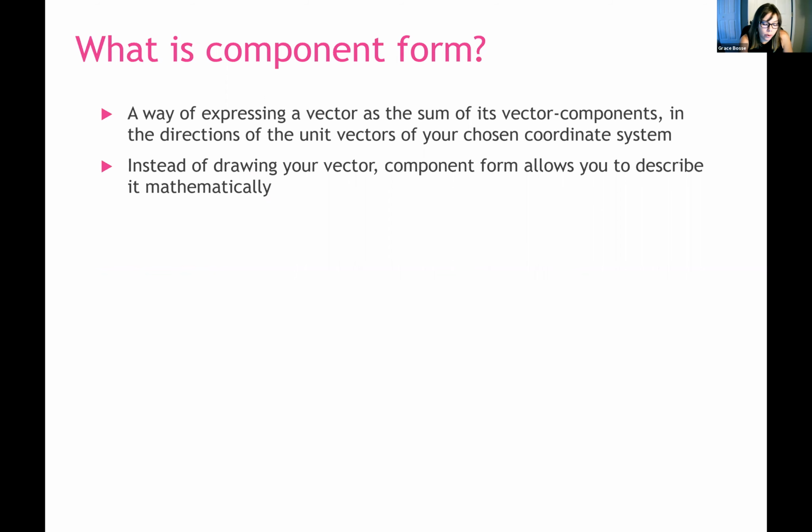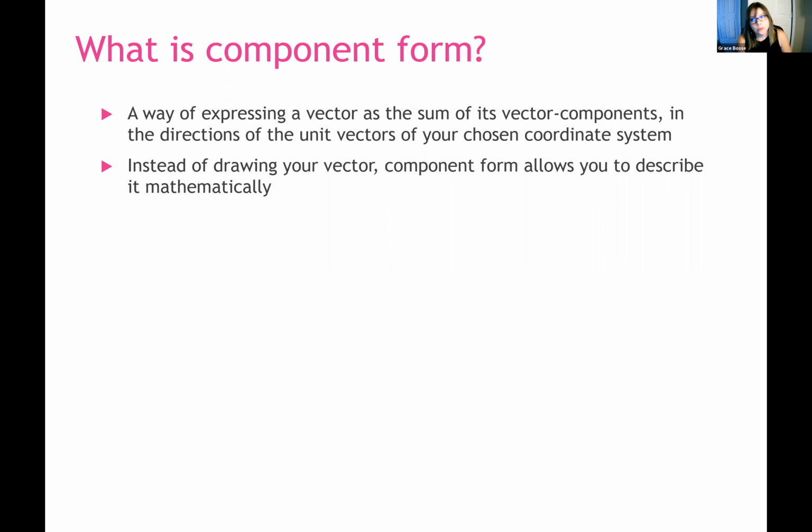Component form is just another way of describing a vector. In this form, we express the vector as the sum of its vector components. And these vector components are along very specific directions. We choose a coordinate system, and if you recall, a coordinate system is defined by some unit vectors. And so we create vector components along those unit vectors, and then we add them up. And that's the form for the component form.